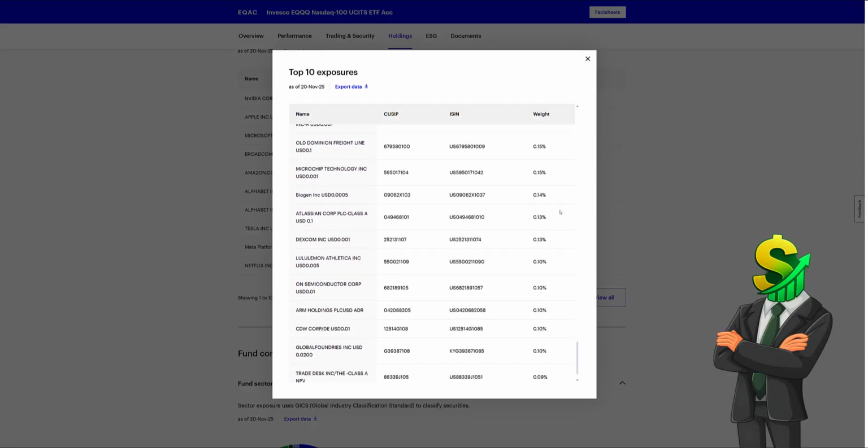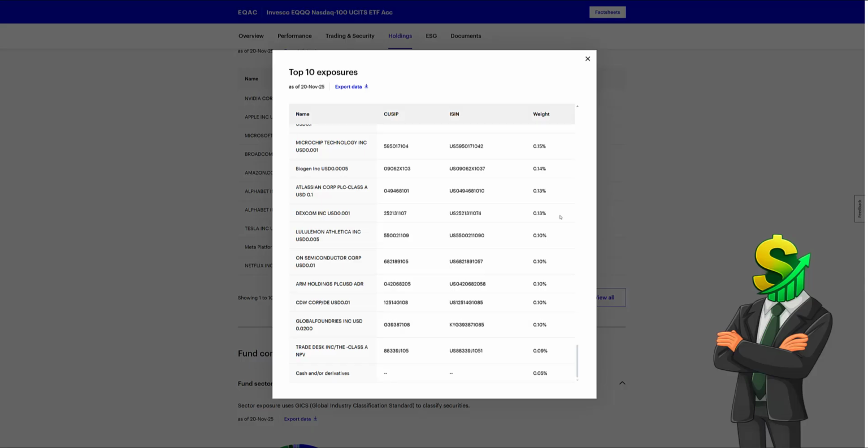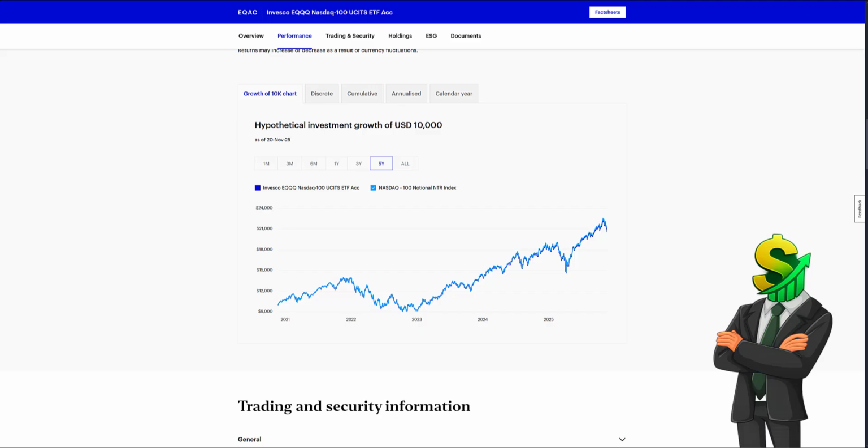This concentration is exactly why EQQQ has outperformed many other ETFs long term. But it is also why 2022 was one of the worst years for tech heavy investors. Now, past performance doesn't guarantee future returns, but it's still important to look at it.